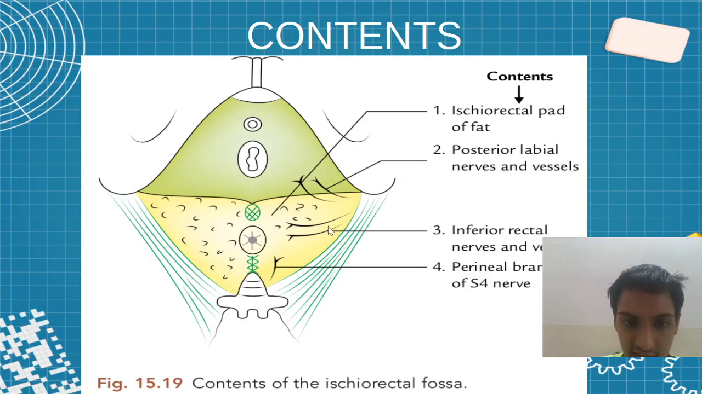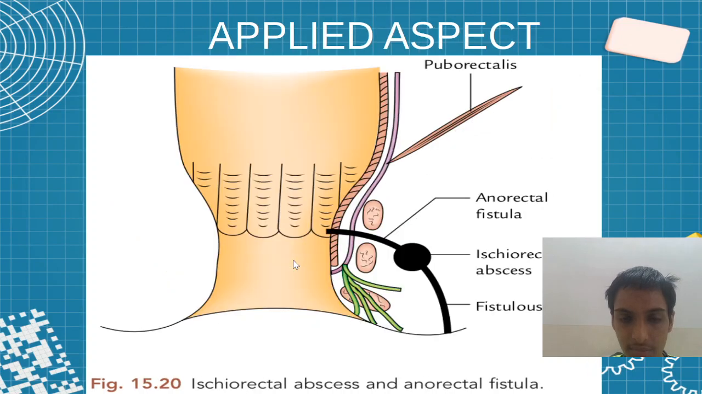Let's see the contents. What are the contents we are observing? Ischiorectal fat pad. We have the posterior labial vessels and nerves here. Same with the inferior rectal. And this is the S4 nerve, the perineal part of the S4 nerve. These are the contents.